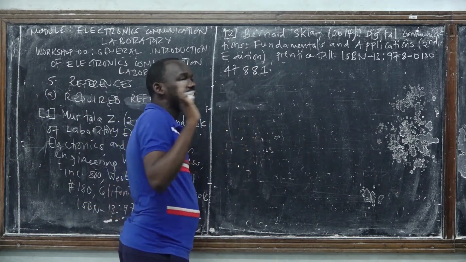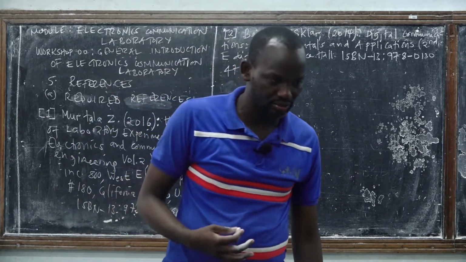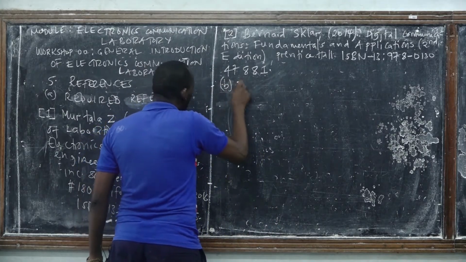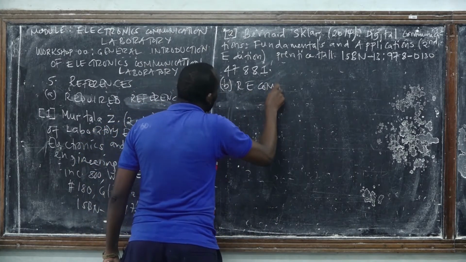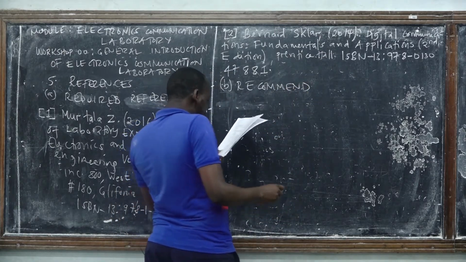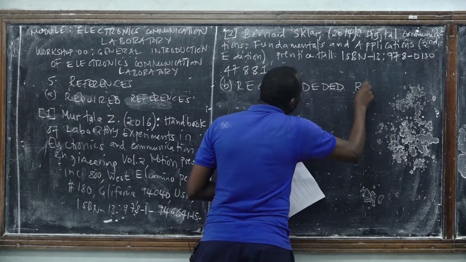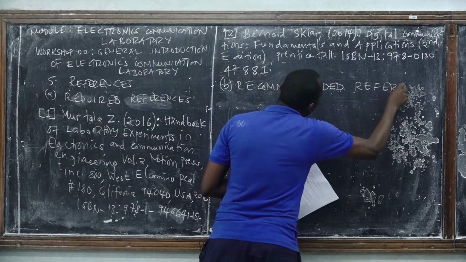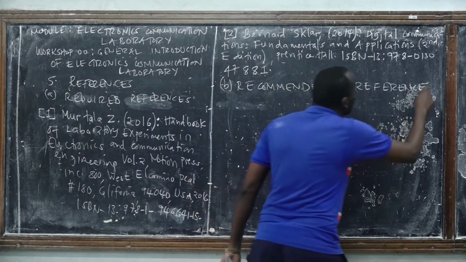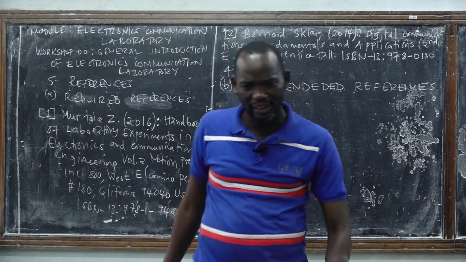Okay, so those are the two required reference books to learn about the electronics communication laboratory. Now let us go to part B, recommended. These are recommended, those are required. Ask your neighbor, what is the difference between recommended and required references? Because in electronics, English is important.